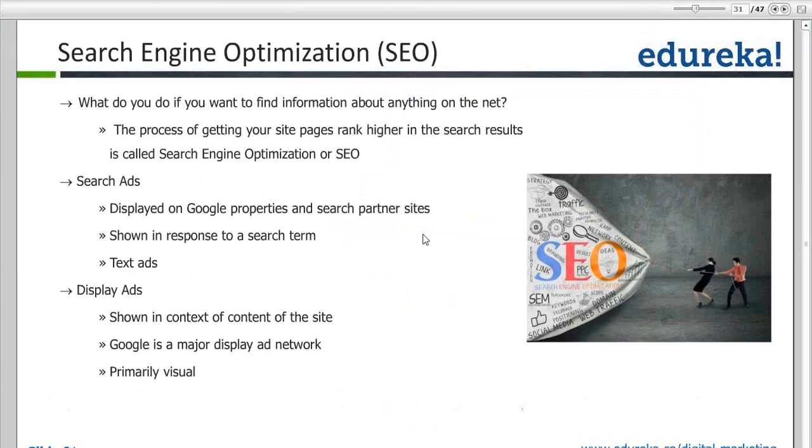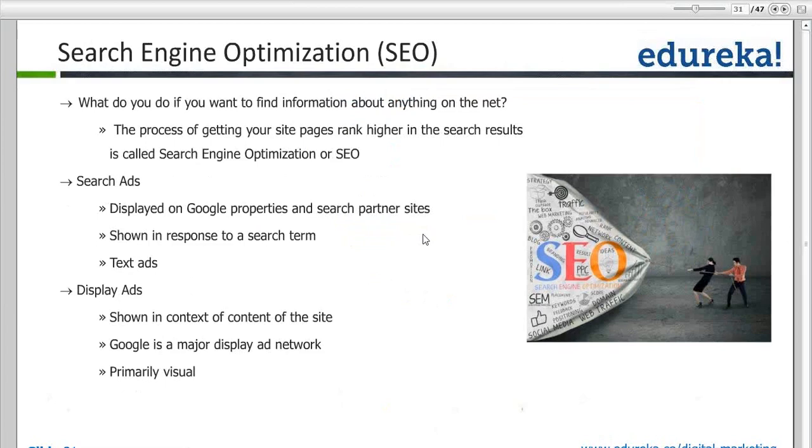Something else that you can do, apart from your search engine optimization tactics, is search ads and display ads. These search ads will be displayed on Google properties like the Google search engine, and if they have any partner sites, it will display on them. It will show in response to a search term. For example, if you search for a keyword like buy shoes, you will get an ad which is relevant to your search term. From buy shoes, you will not see an ad for a television or a refrigerator. You will see an ad which is relevant to your search query, and it can be text ads.